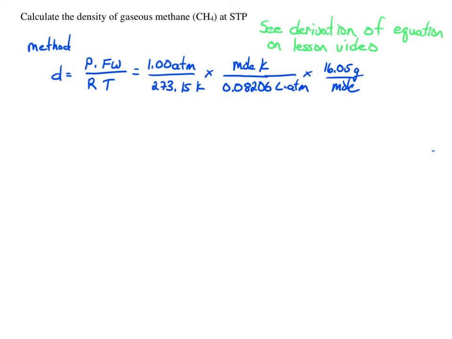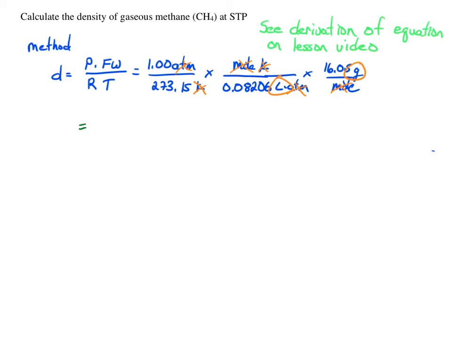Let's take a look at our units to see how we're doing with our setup. We see K cancels. Our atmospheres cancel, moles cancel, and the units that survive are grams over liters, which is the correct unit for the density of a gas. Let's do our calculation.